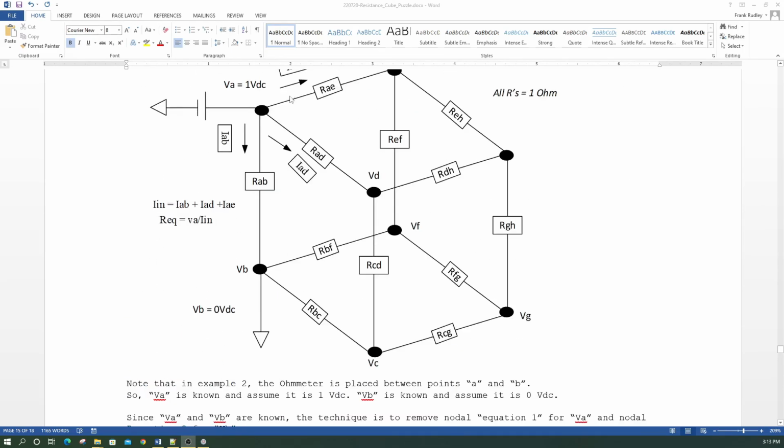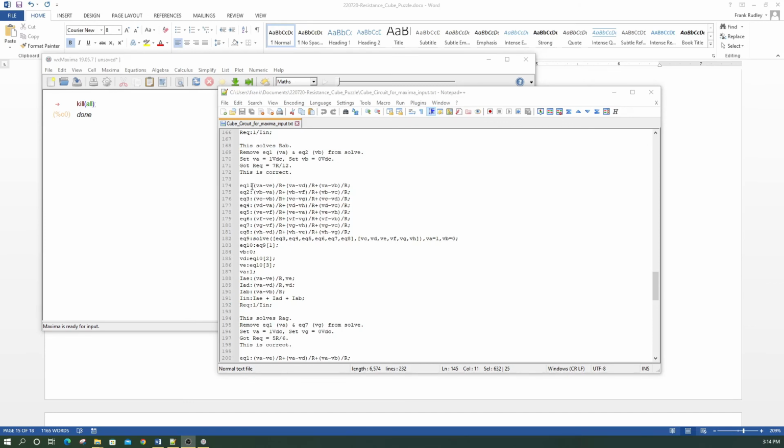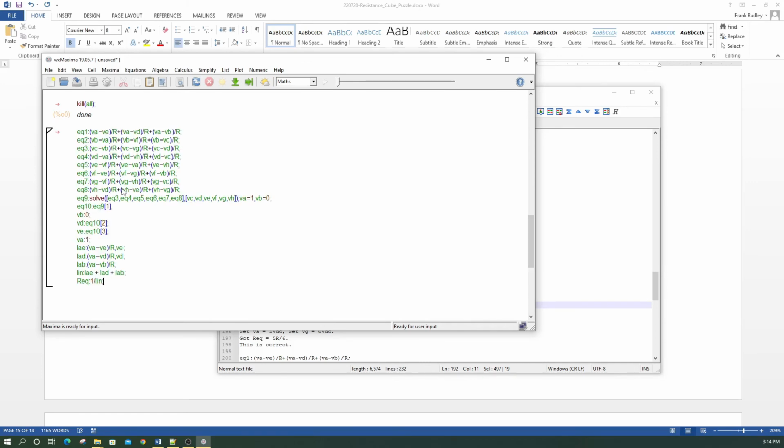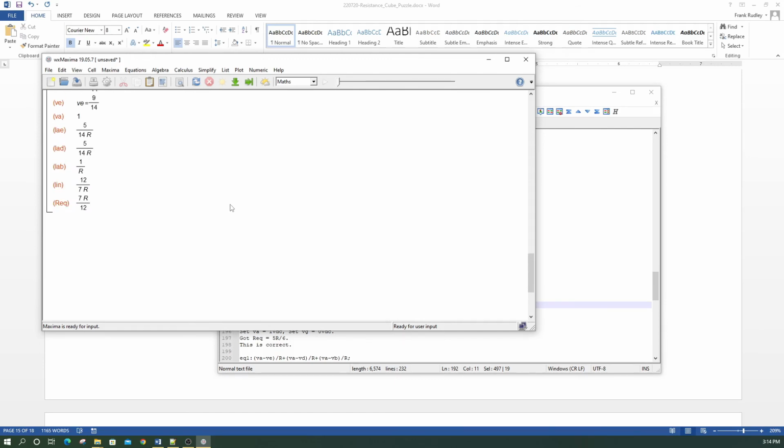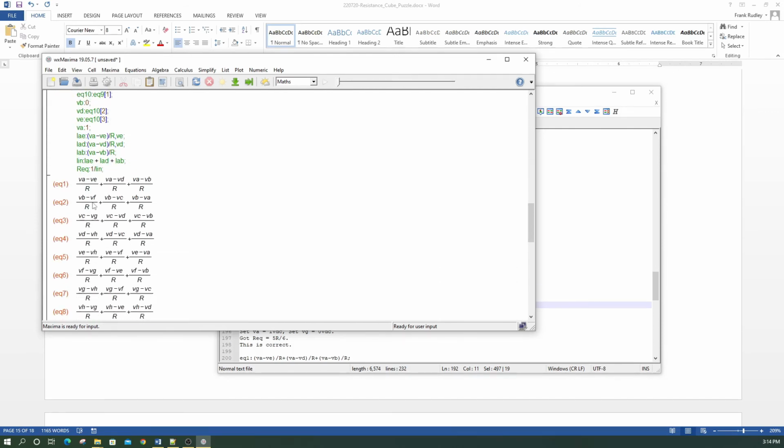We need to get these 3 currents because we want to get the total current that's coming out of the ohm meter, so we can get the equivalent resistance. So we'll go run Maxima, and I'll show you how that works. So what I do is I grab the equations out of Notepad that I previously put in for that case. So I'm going to copy that, and I'm going to go in Maxima and paste it. So all I have to hit is evaluate cell, and yep, when you look at it, I get 7R/12. So this is my input in green, and this is what Maxima gives me.